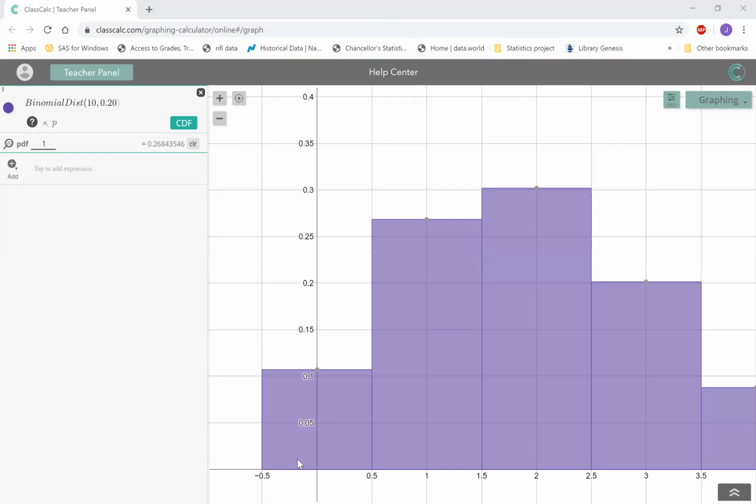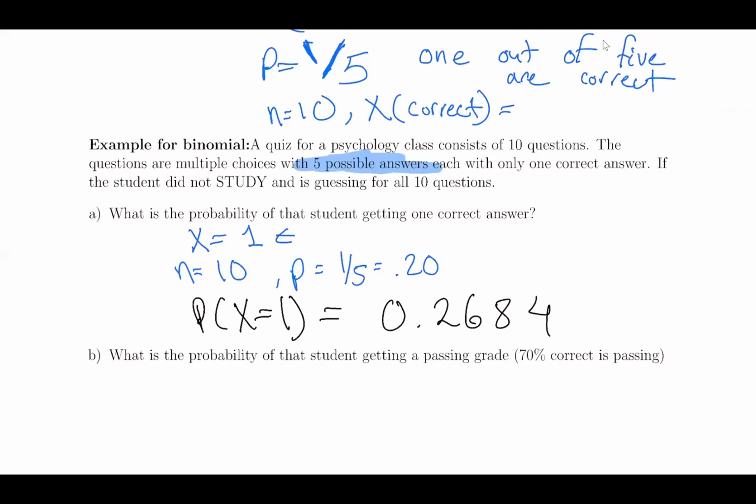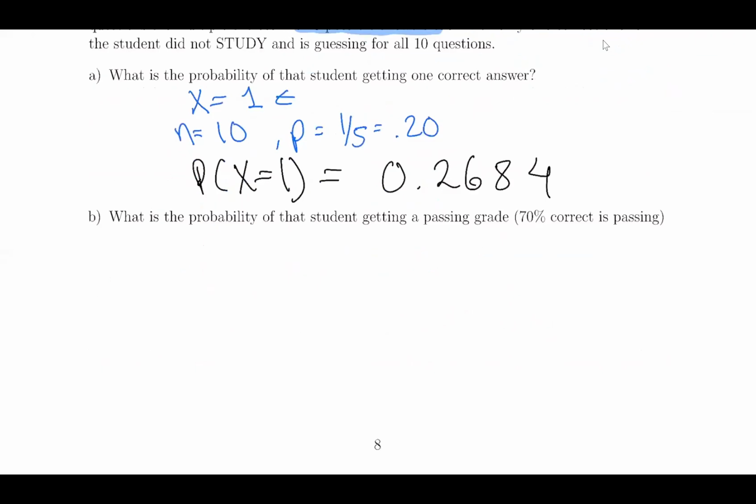All right, so what I want you to do is try doing part B. So part B, you already know n is equal to 10. You know p is equal to 0.20. The only thing you have to do is figure out what x has to be. So try doing that one right now. If you have any questions, let me know.